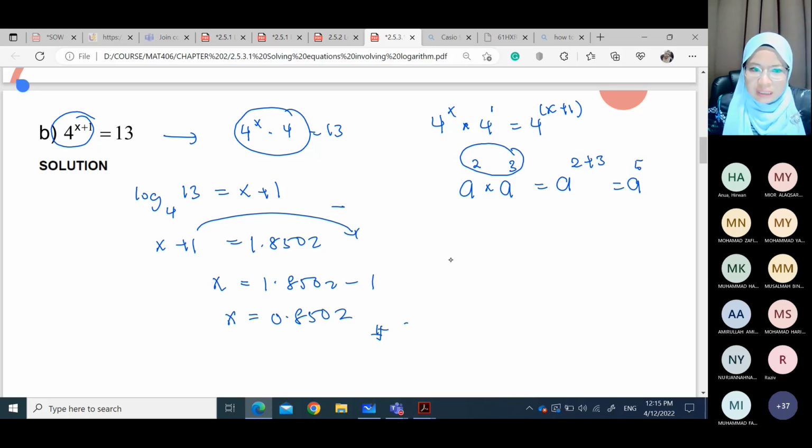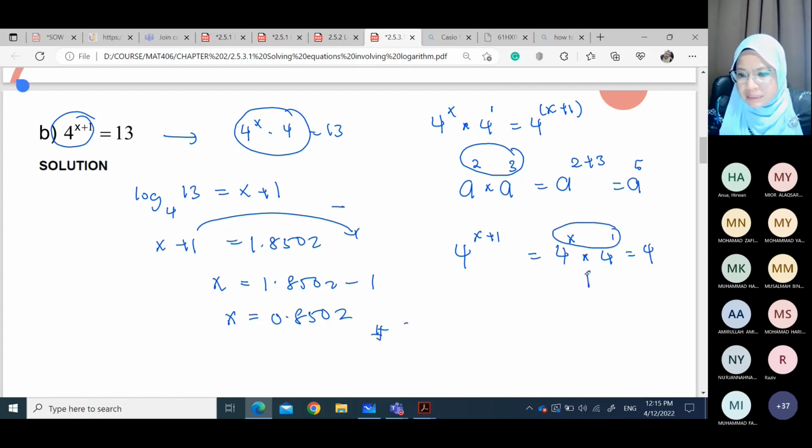Okay. So kalau kita ada 4 to the power of x plus 1, this means that we have 4 power of x darabkan dengan 4 to the power of 1. So index dia adalah x plus 1, sebab dia adalah operasi darab. So we have 4 to the power of x plus 1.